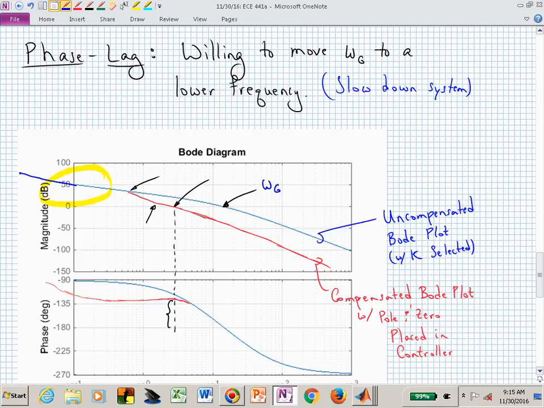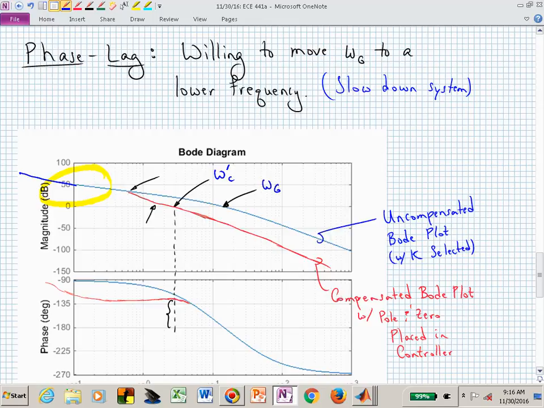And with a phase lag controller, we're saying we can make omega sub g, or the gain crossover, lower in frequency. We can slow our system down, which means that we are introducing poles and zeros to bend the magnitude plot so that it kinks and it comes down and crosses the 0 dB line at a lower frequency. What's the third arrow representing? What did we call that? Do you remember in our design? That was our new gain crossover frequency, omega sub c prime.